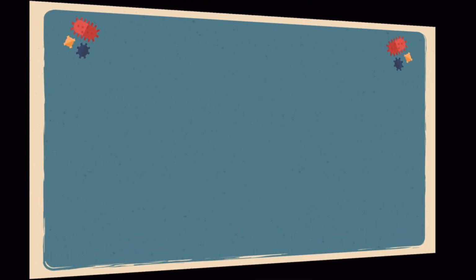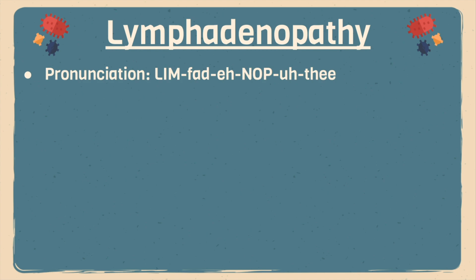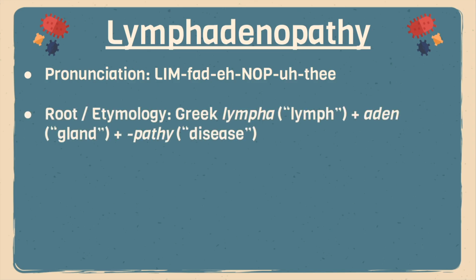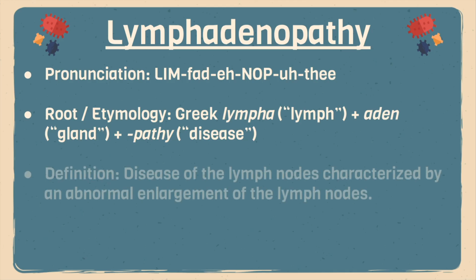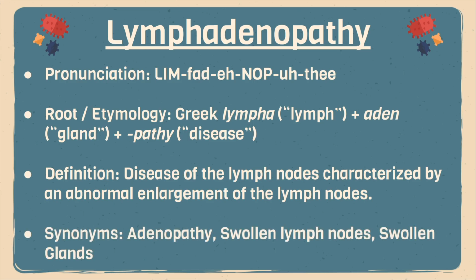The next medical term is lymphadenopathy. The correct pronunciation is as follows: lymphadenopathy. This term is composed of three separate roots, all deriving from Greek, beginning with lympha, meaning lymph, aden, meaning gland, and finally pathy, meaning disease. This term is defined as a disease of the lymph nodes characterized by an abnormal enlargement of the lymph nodes. The synonyms include adenopathy, swollen lymph nodes, and swollen glands.